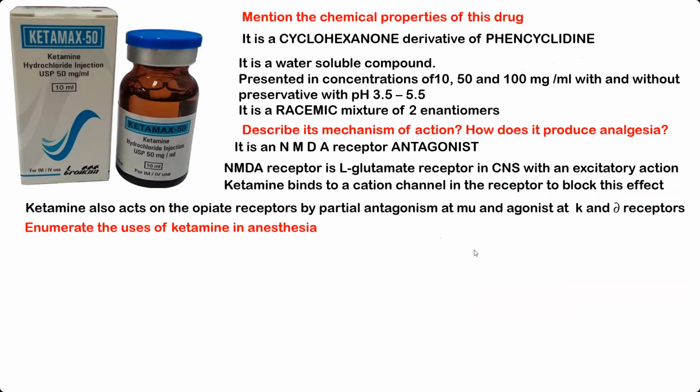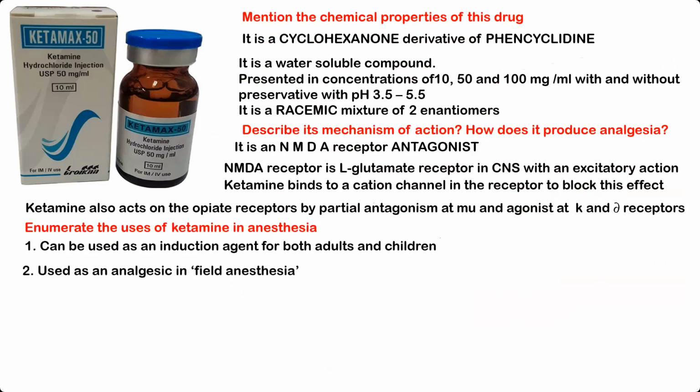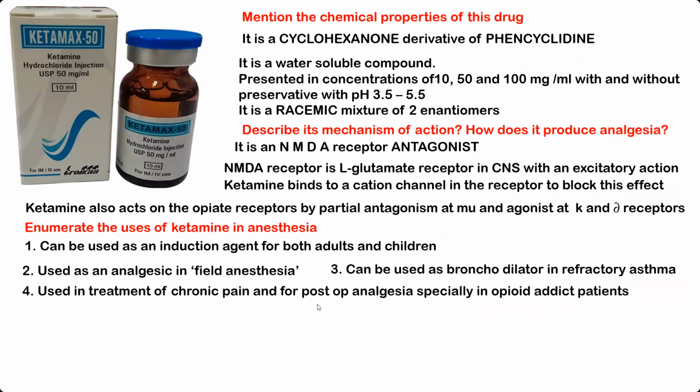What are the uses of ketamine in anesthesia? Where all can you use it? It is used as an induction agent, sir. Very good. It can be used for induction in both adults and children. Subanesthetic dose is used as an analgesic agent, sir. Subanesthetic dose can also be used in field anesthesia, especially in a mass casualty when you go there to retrieve the injured patients. You can give ketamine intramuscularly to retrieve them without pain, and it can be used as a bronchodilator in refractory asthma. And that's one of the medical effects. It is also used in the treatment of chronic pain and for post-operative analgesia, especially in patients who are opioid addicts, and used as pseudo analgesia during local or regional anesthesia.